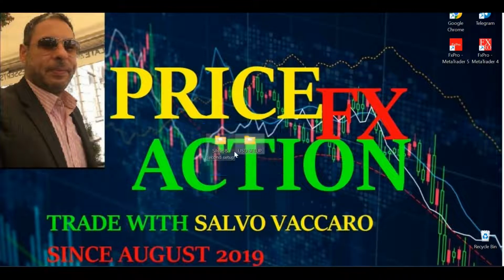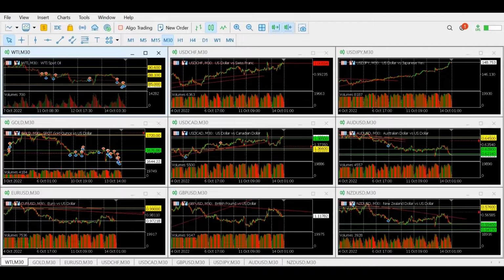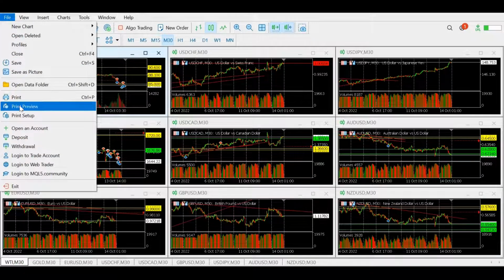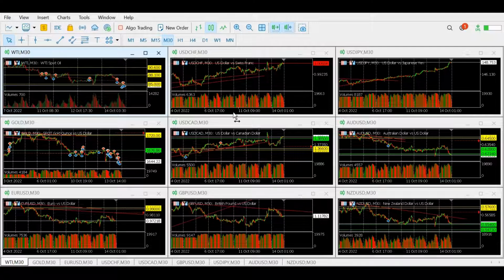These are the profiles I really want you to use. How to upload them on your MetaTrader is very simple, and I will show you. As you see, these are already in. However, we need to go to File, Open Data Folder.